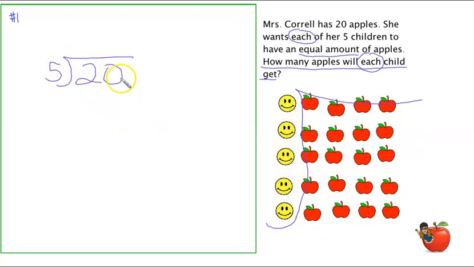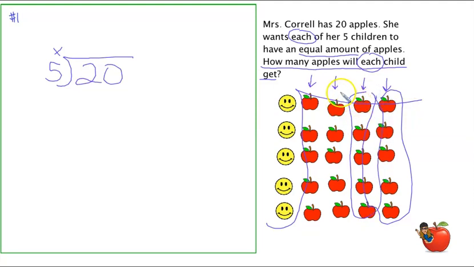So how do we solve this problem right here? There's lots of ways of going about it, and you will often hear people say, how many groups of 5 can I get out of 20? Well, look right here. Here's a group of 5, here's a group of 5, and here's a group of 5. Here's another group of 5 apples. How many groups of 5 apples do we have? We have 4 groups of 5 apples. 1, 2, 3, 4.